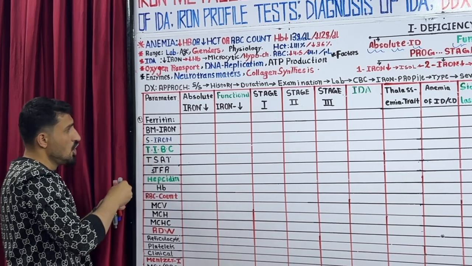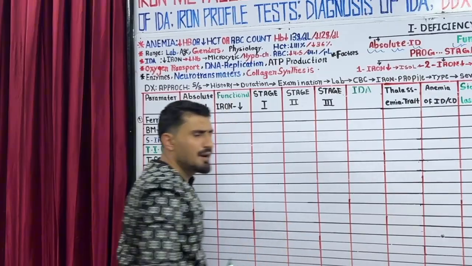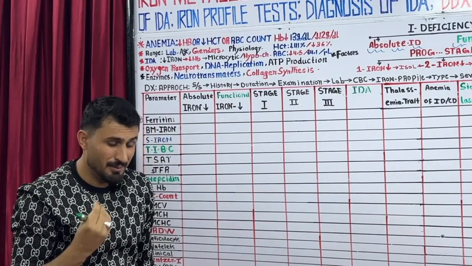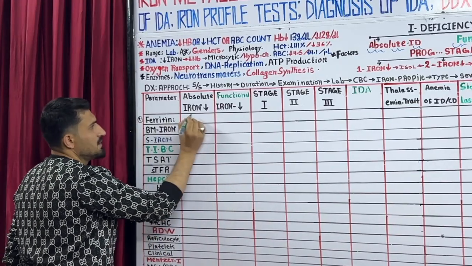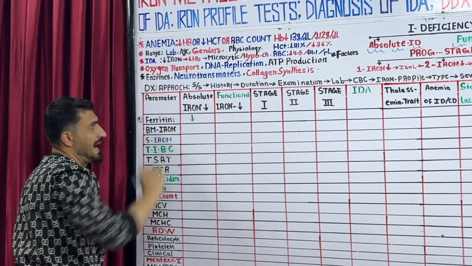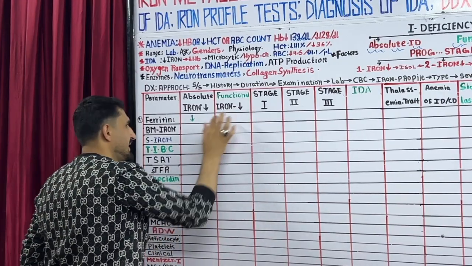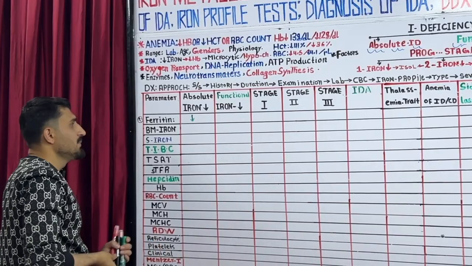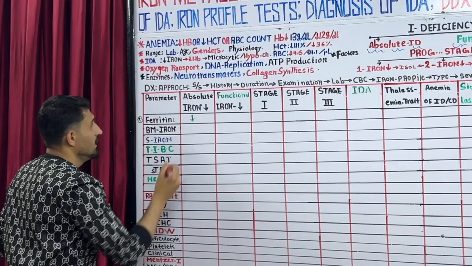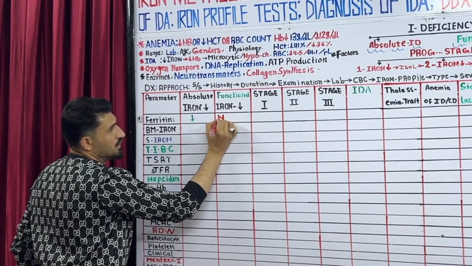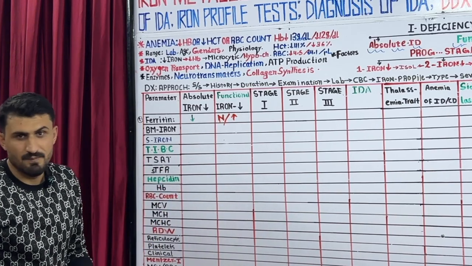Now in absolute iron deficiency anemia, what is the problem? The problem is that I don't have enough iron. So it means the ferritin level goes down, okay, in absolute iron deficiency. But in functional iron deficiency, I have storage of iron, but I cannot use it, okay. So here the ferritin level should be normal or elevated. This is one point. Got it?